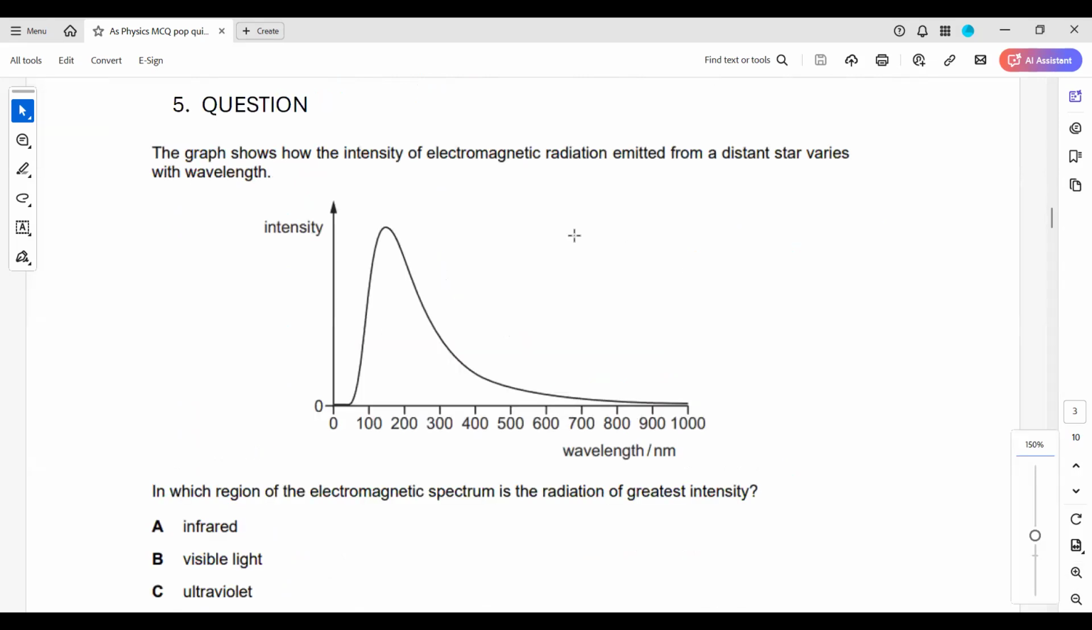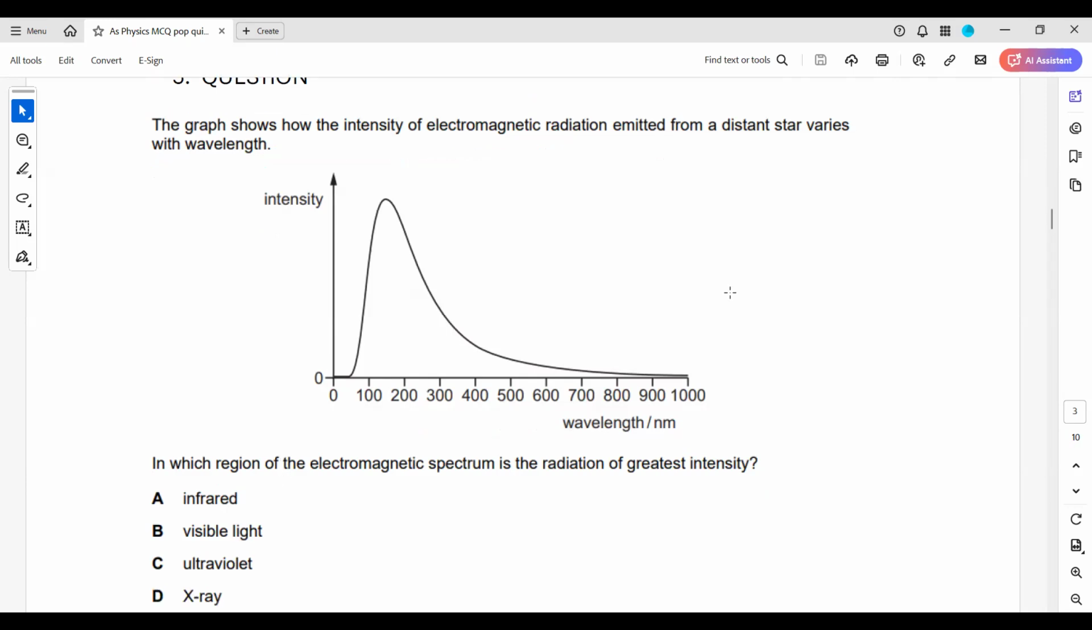In the question, they mentioned the graph shows how the intensity of an electromagnetic radiation emitted from a distant star varies with the wavelength. In which region of the electromagnetic spectrum is the radiation of greatest intensity? So what you have to do is find the maximum intensity and draw a line here. Which one does it match with? It is about 175, an estimation, 175 times 10 power minus 9 meter.